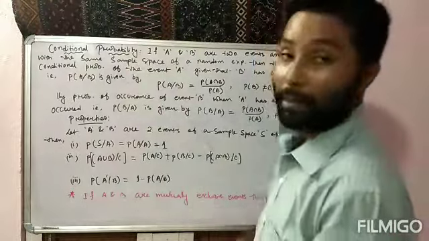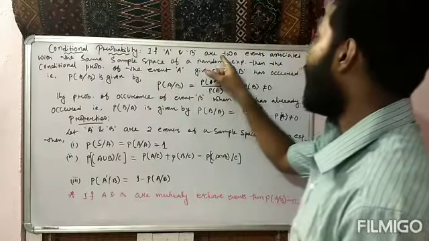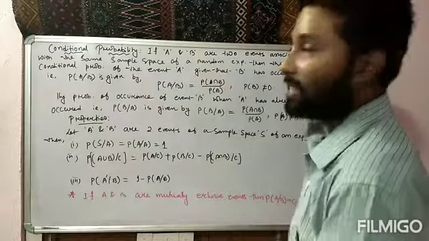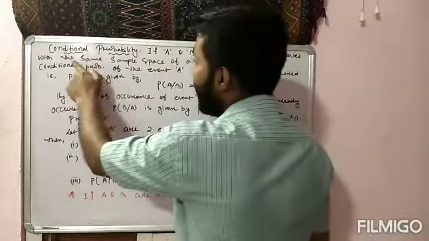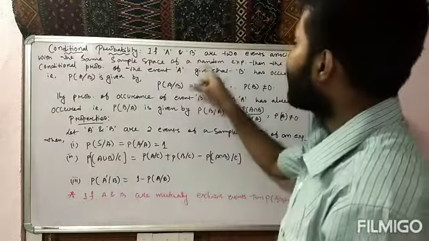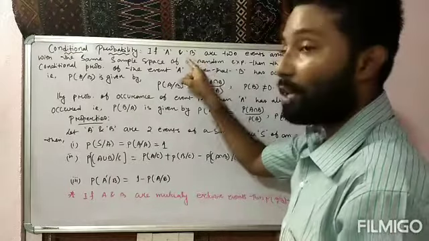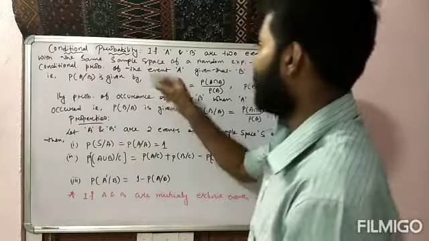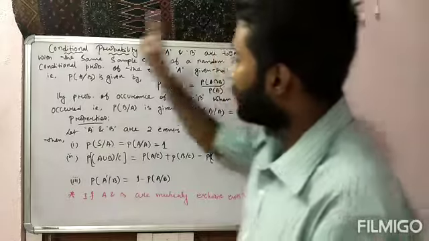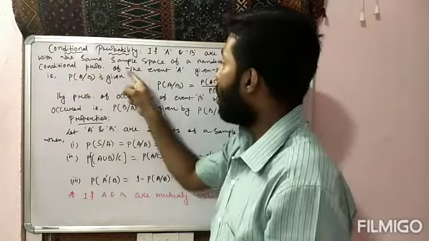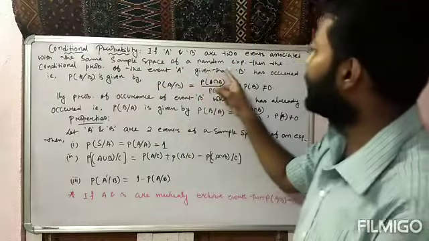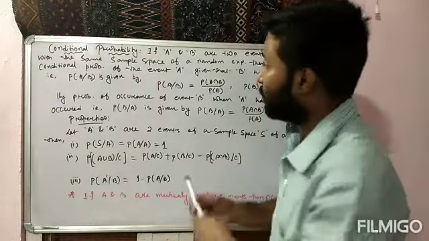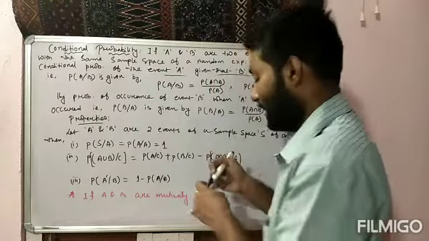So conditional probability is what? If A and B are two events associated with the same sample space of a random experiment, एक ही sample space का events होगा of a random experiment, then the conditional probability of the event A given that B has already occurred. यहाँ पे थोड़ा सा समझना है ये लास्ट लाइन.